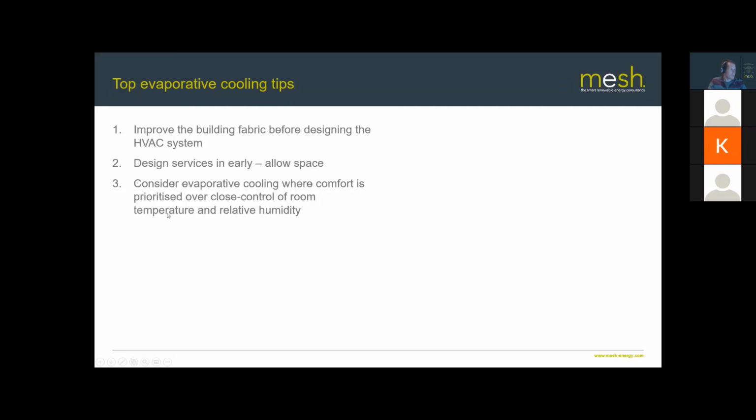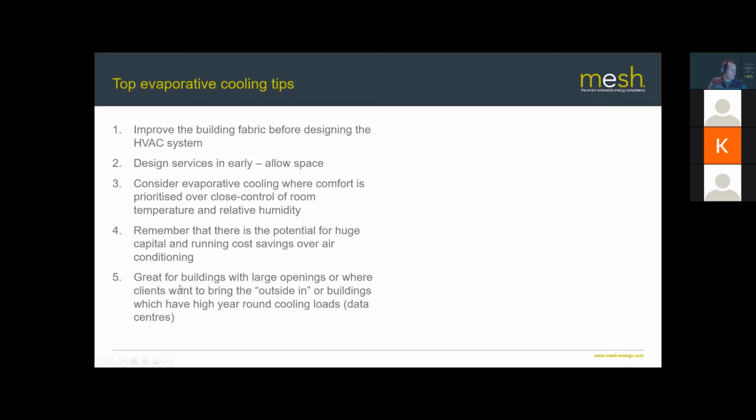Consider evaporative cooling where occupant comfort is crucial, and really close control over room temperature and relative humidity isn't quite so crucial, or where cooling is a particularly high cost. There's huge potential for capital and running cost savings over air conditioning, and that's why you're seeing more and more evaporative coolers going into data centers.